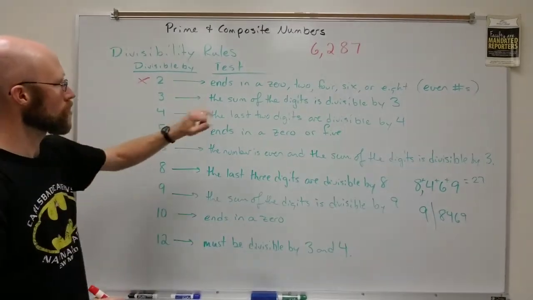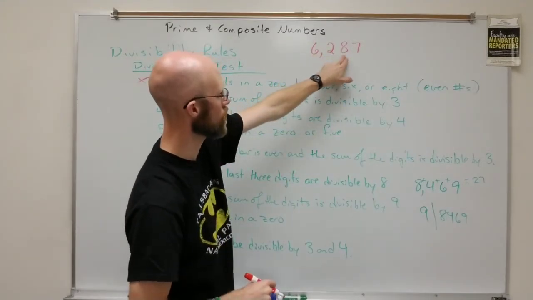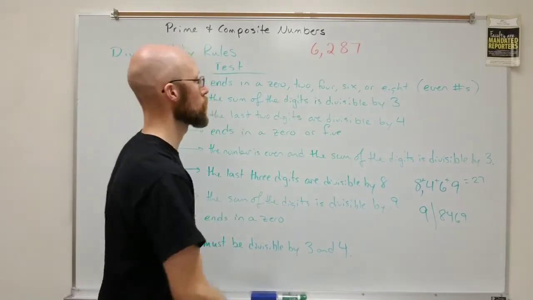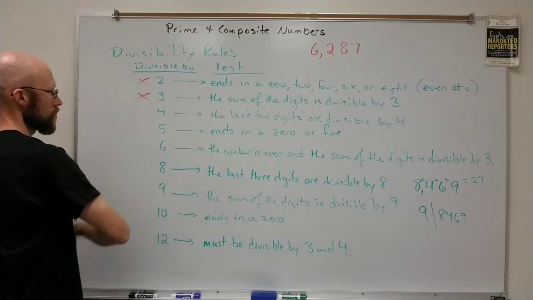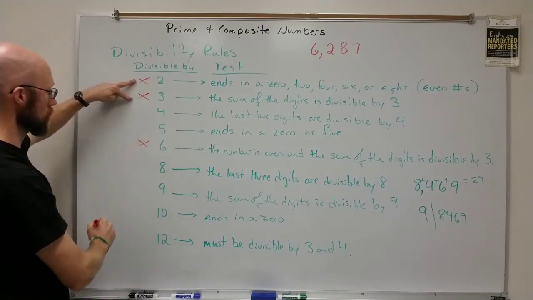The number 3, so does the sum of the digits divisible by 3? Well, this is 8 and 8 is 16, and 7 is 23. No, right? So you add those digits up, you get 23, it's not divisible by 3. If it's not divisible by 2 and 3, it ain't going to be divisible by 6.